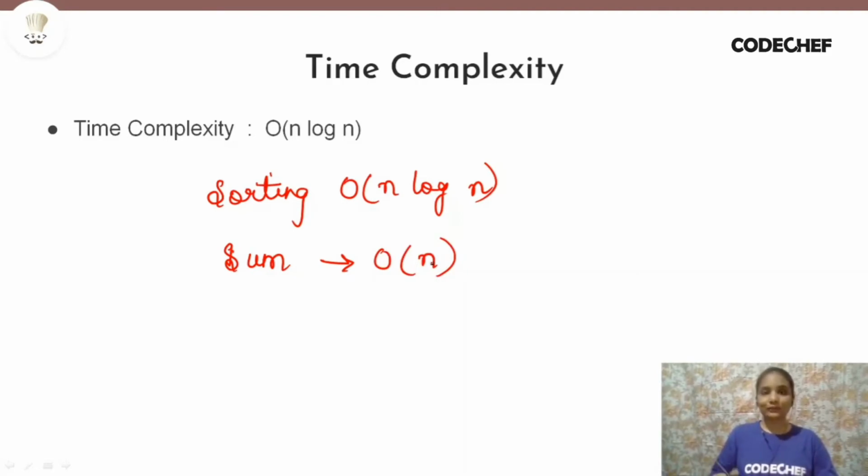And there are t number of test cases. So our total time complexity will be t into order of n log n. This is our total time complexity for the optimal approach. Now, we will discuss some examples so that it is clear how we will get our output.